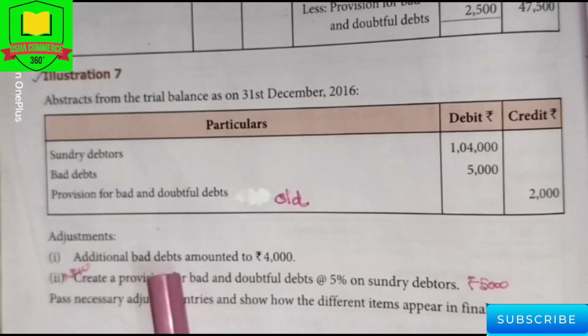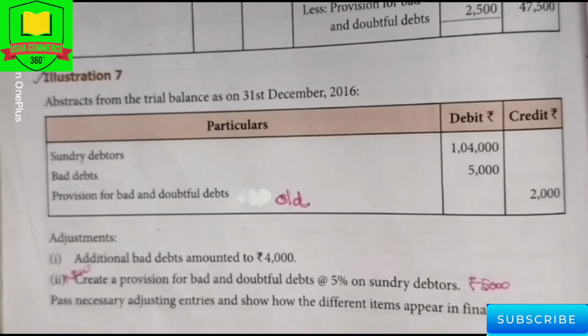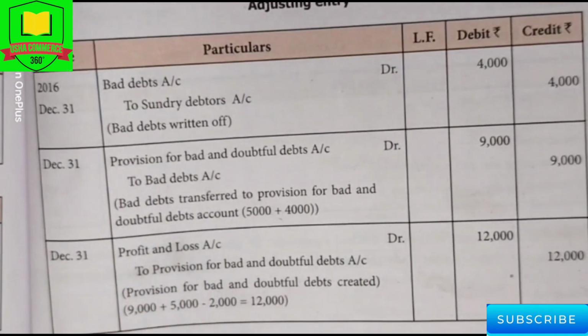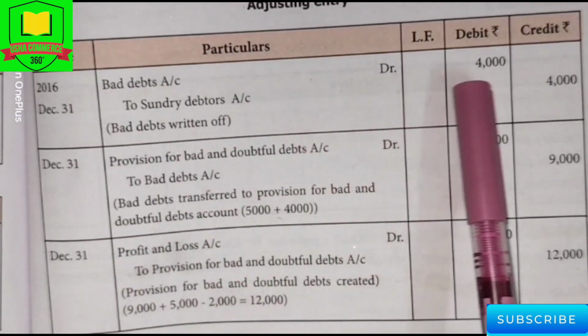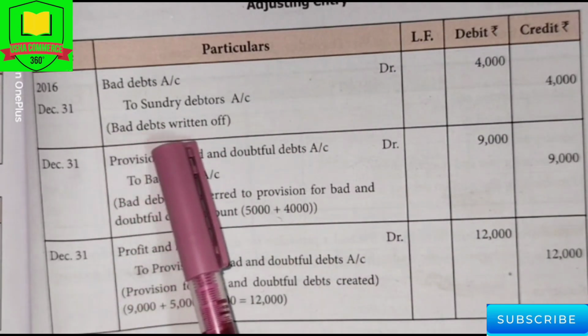Now we are going to pass the adjusting entry for these two adjustments. Let's take first bad debts 4,000 rupees. What is the adjusting entry for the bad debts? Bad debts account debtor 4,000 rupees to sundry debtors account 4,000 rupees. Narration is bad debts written off.